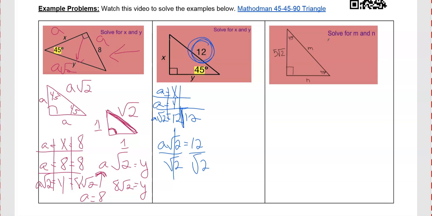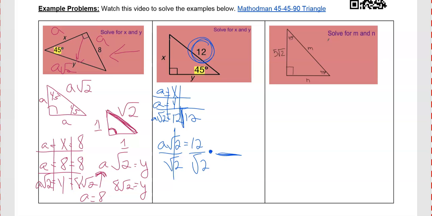Square root of 2 over square root of 2 is equal to 1. So that's a equals 12 over the square root of 2. Now, we do not like having radicals in our denominator, so we need to make an equivalent expression. To make an equivalent expression, you need to multiply by some form of 1. It can be 1 over 1, it can be 5 over 5. It does not matter so long as it equals 1, which would keep the expression equivalent.